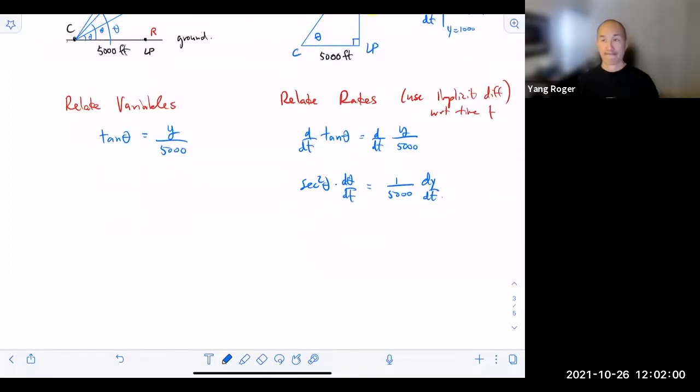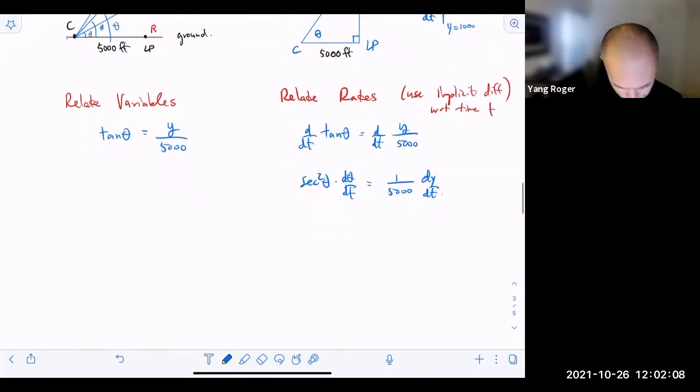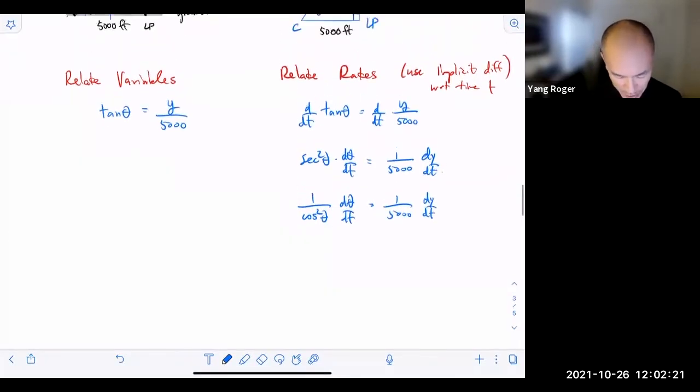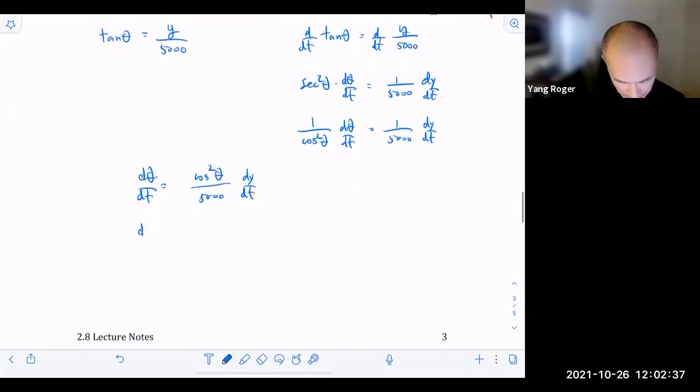Okay. Great. So now we're going to solve for d theta dt. You guys know that secant squared theta is really 1 over cosine squared theta, d theta dt. That's 1 over 5,000 times dy dt, like this. And then I can multiply both sides by cosine squared theta, and I get d theta dt is equal to cosine squared theta over 5,000 dy dt.